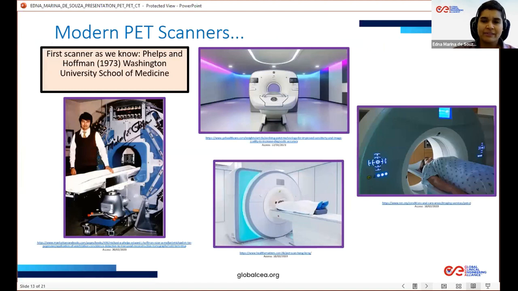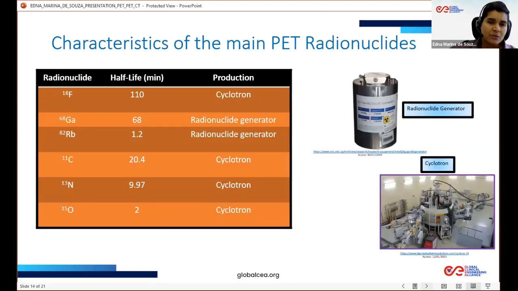Finally, we have examples of the modern PET scanners as we know them nowadays. The first one was proposed by Phelps and Hoffman in 1973, right? And on the right, we have the modern machines that we have. Next, please. So before explaining how the images are acquired, I'm going to show you some examples of the main radionuclides used in PET exams.